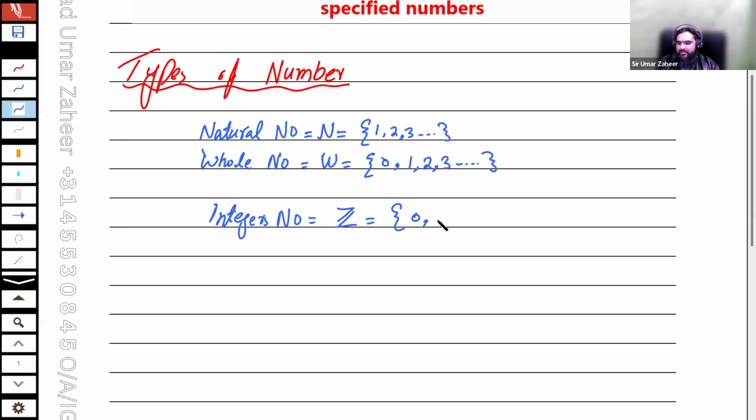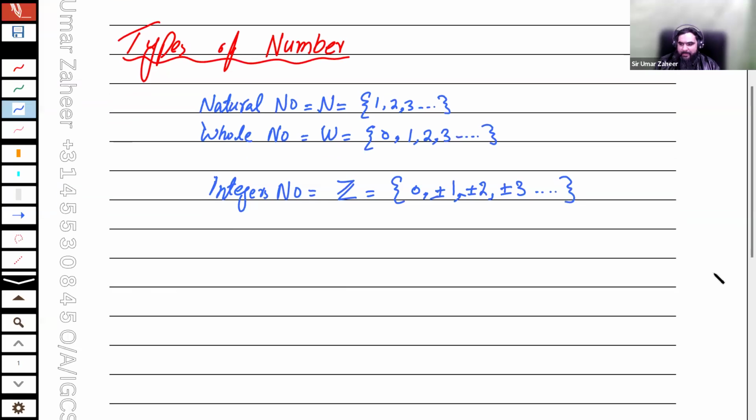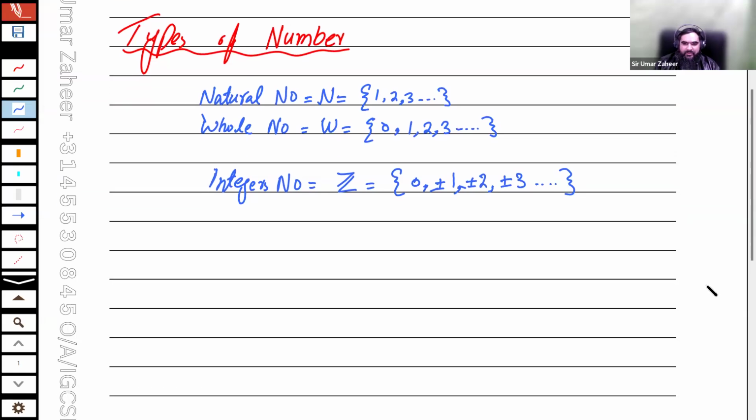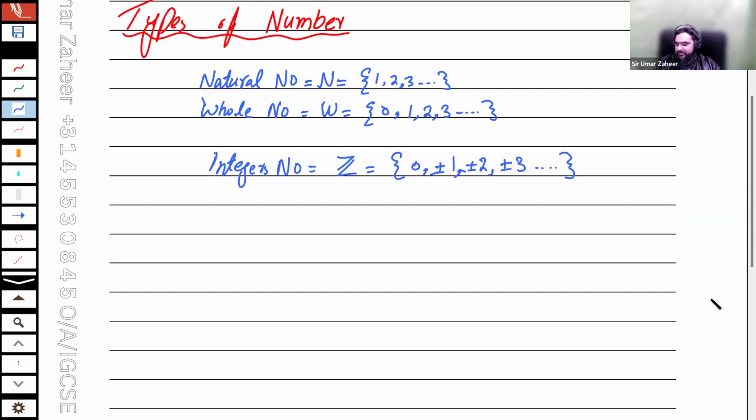In the integers, basically, you are just adding the negative numbers. So you have 0, positive 1 as well as negative 1. You have positive 2 as well as negative 2. You have positive 3 as well as negative 3, and so on. Yes, everyone, any question till here? No, sir. All right. Okay. These are the integer numbers.